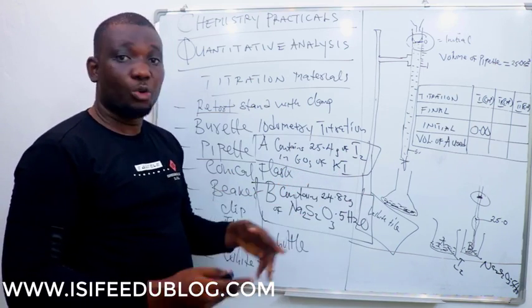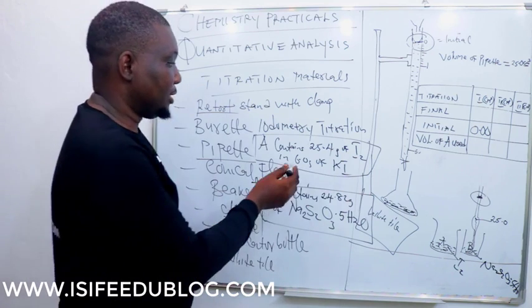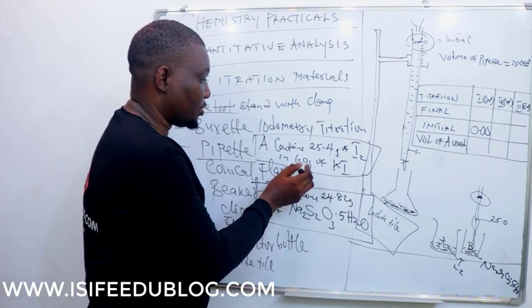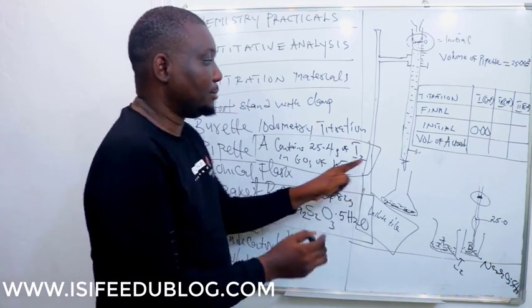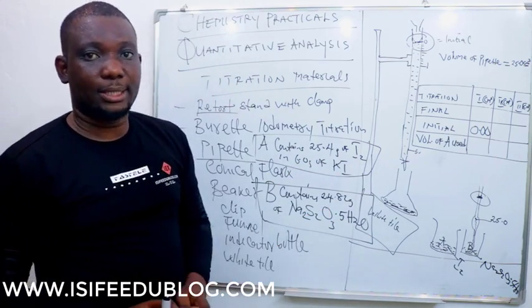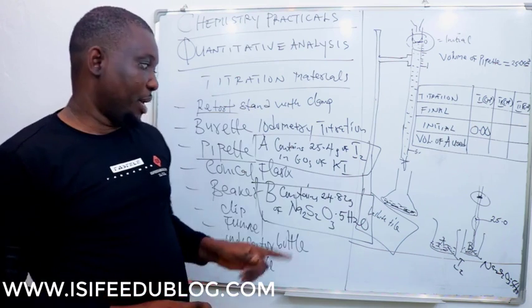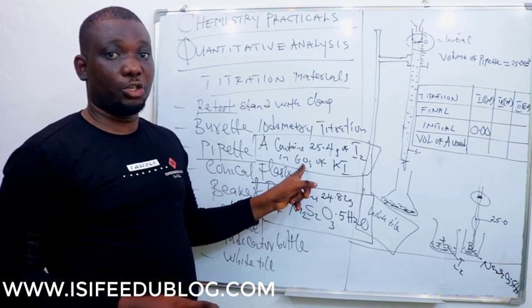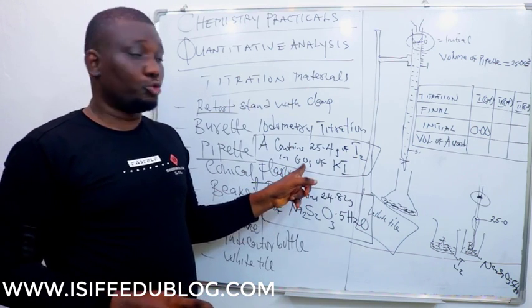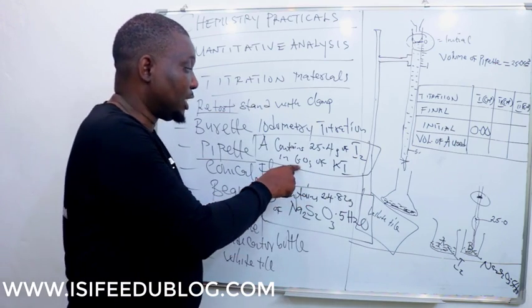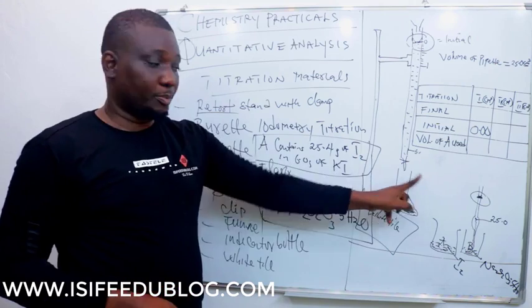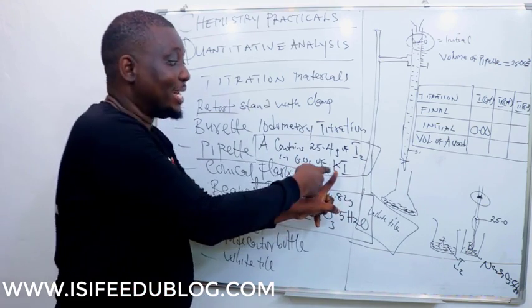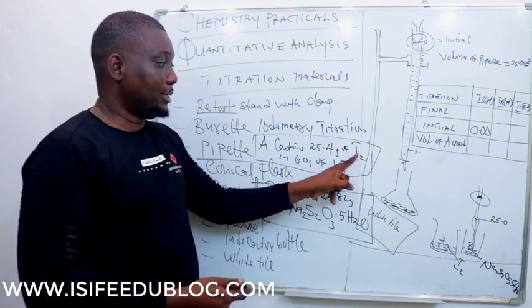6.0 gram of KI will also be weighed and made to dissolve in 1000 centimeter cube. Since its concentration is known in gram, we dissolve this 6.0 in 1000. It dissolves because this is more likely to be polar, and this is non-polar.